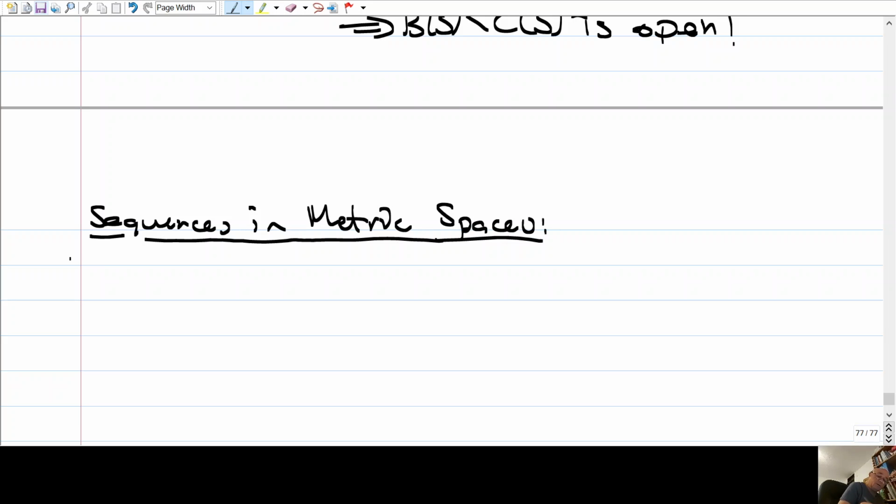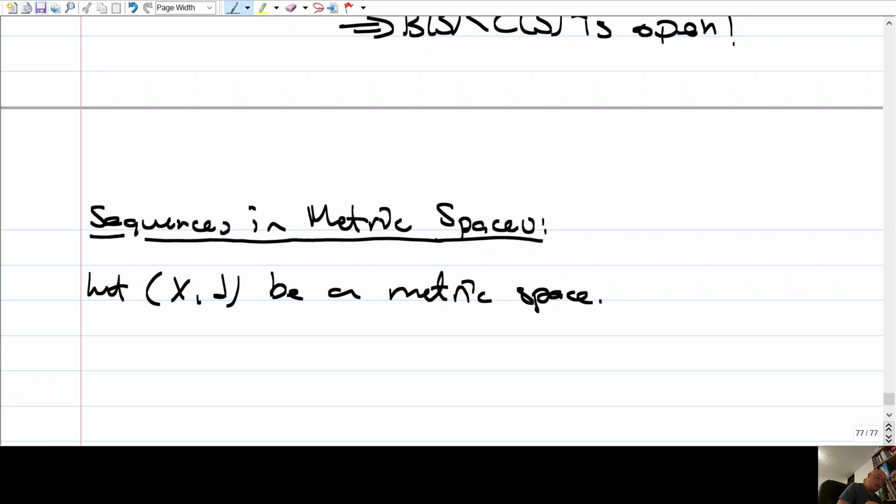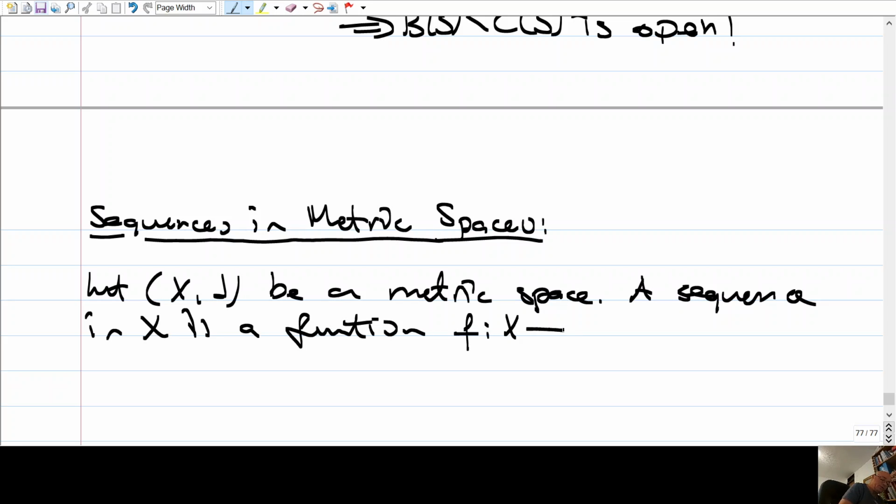Okay, so let (X, d) be a metric space. A sequence in X is a function f from N to X. Right, a sequence means a function from natural numbers to X.